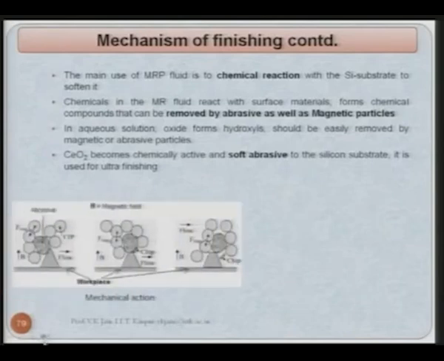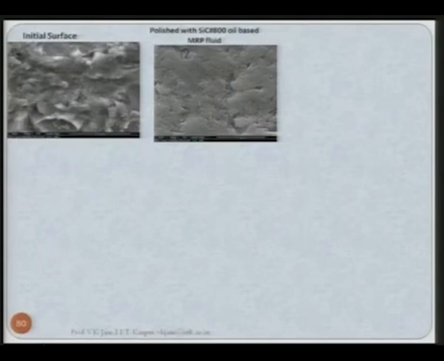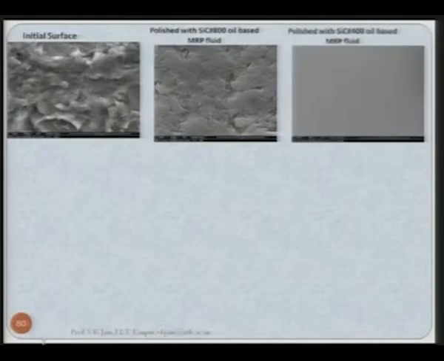The mechanism can be explained in a simple way like this. Here you get the chains, and here are the abrasive particles. So, chains are there. Now, this is the initial surface of the workpiece that we took, then we polished it with silicon carbide 800 mesh size abrasive particles, oil based, where oil was the matrix material, and then we polished it with silicon carbide 400 mesh size abrasive particles, again oil based MRP fluid.